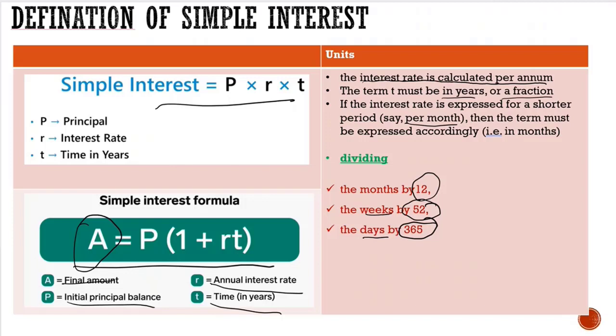Okay, because the interest should always be calculated annually. So you are getting an equivalent value of the interest for a period that is less than a year.